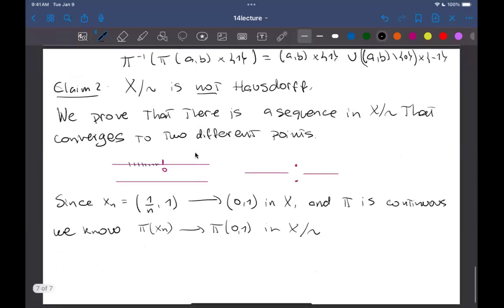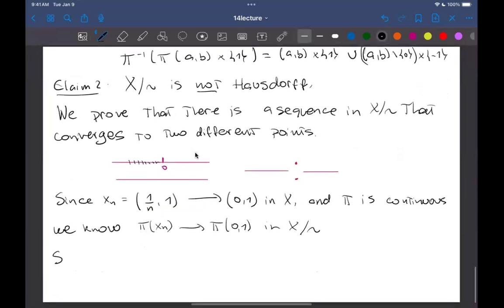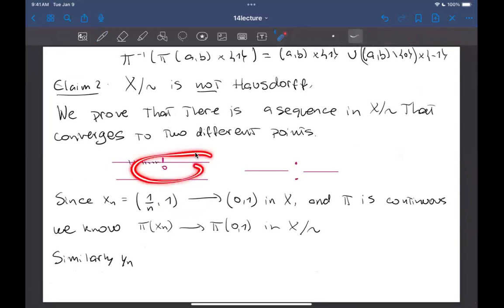Okay, but that's not the only thing we can say. We can say something similar. Similarly, I will construct a second sequence. y_n is going to be the same thing, 1/n, but with -1. So this is my y_n. I'm getting close to 0 on this line.